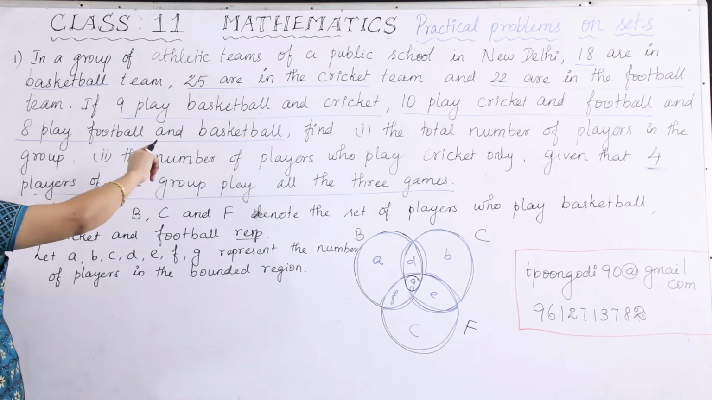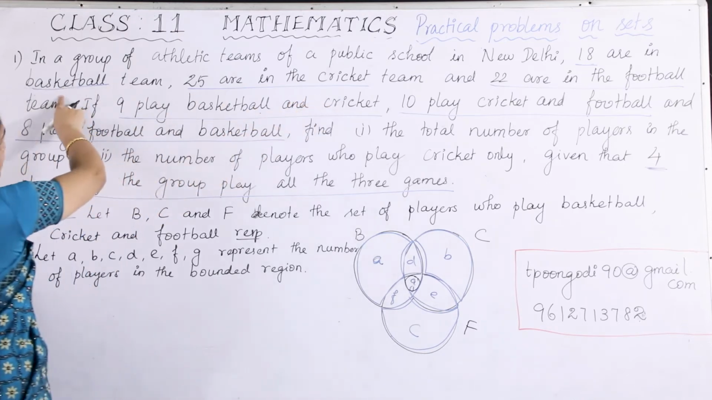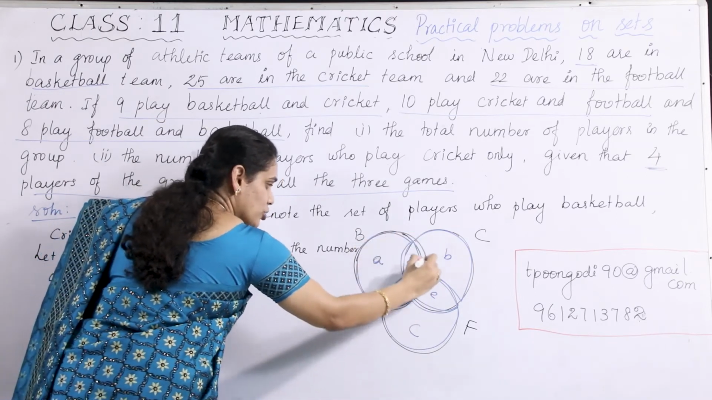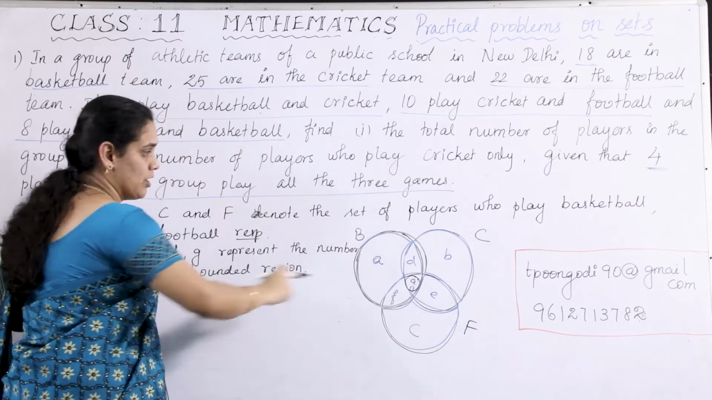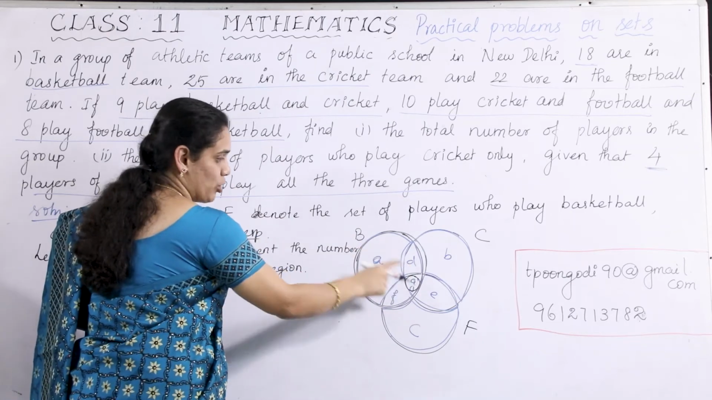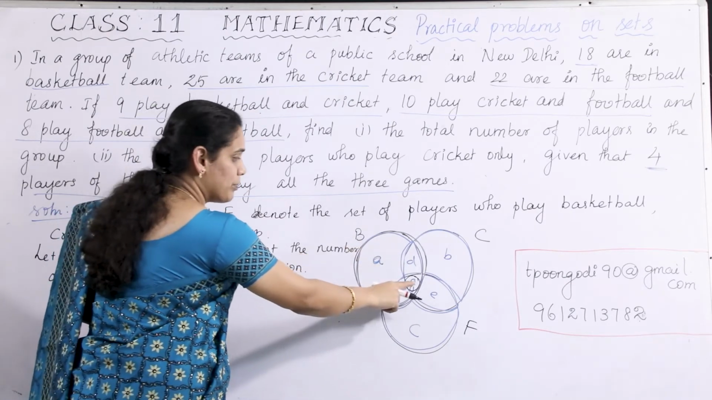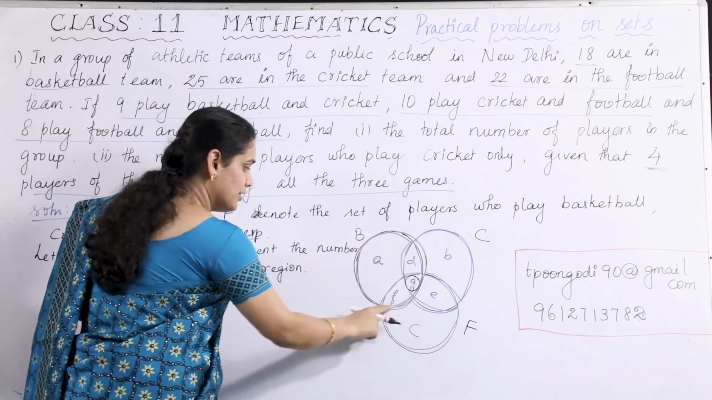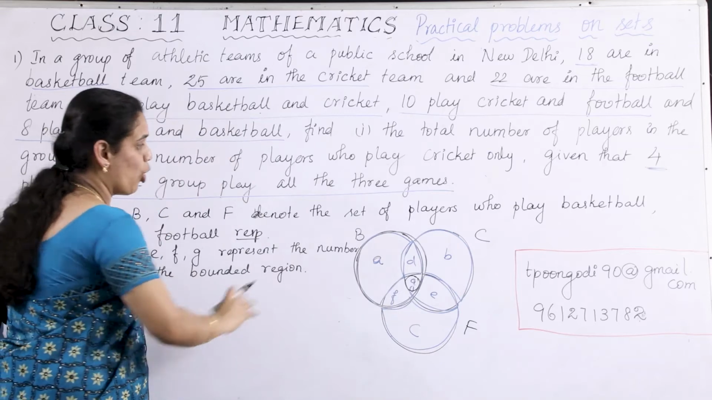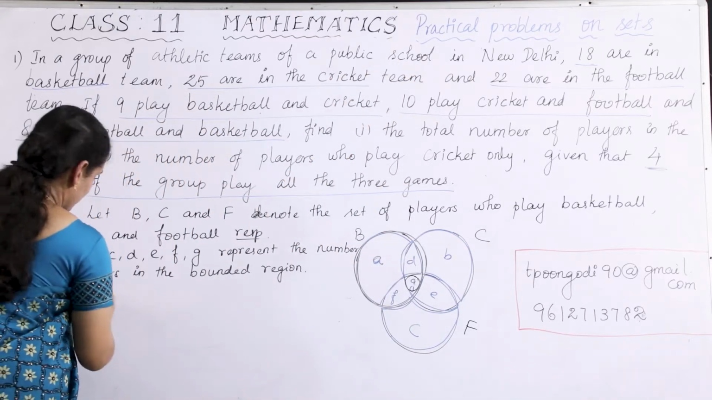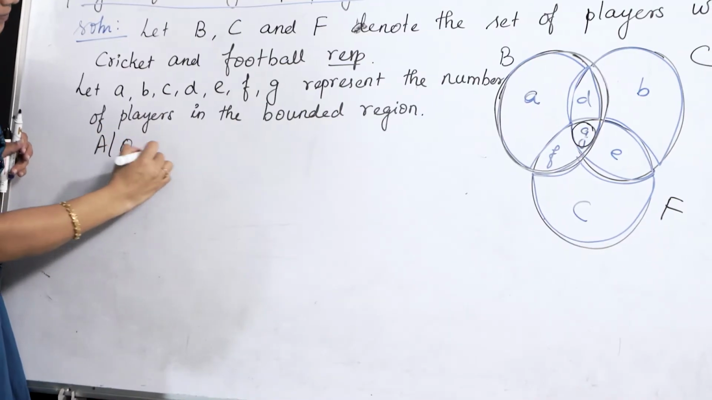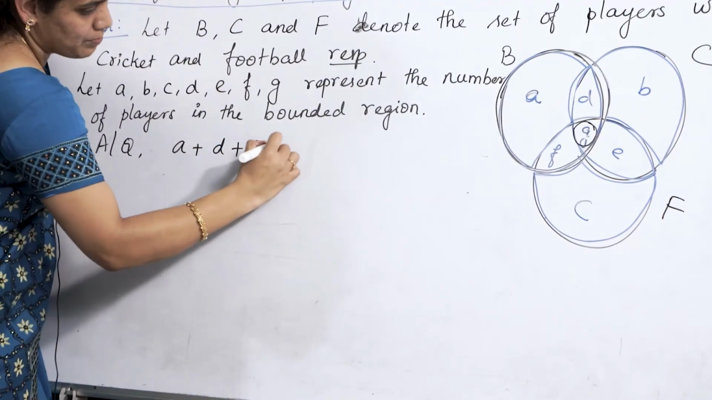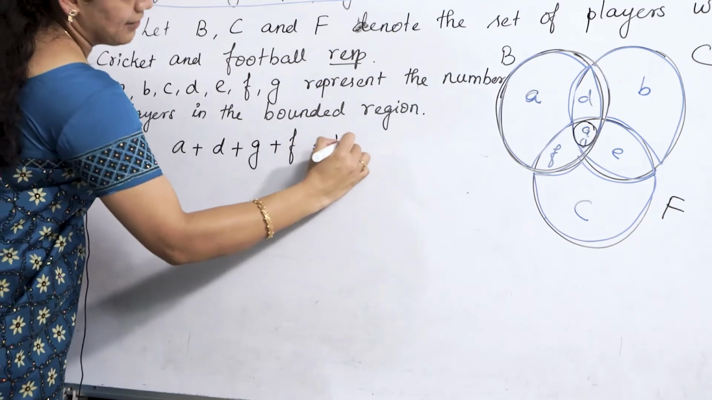Alright, let us go back to the question. 18 play basketball, right? So this is the basketball set, isn't it? Those who are here, everyone plays basketball. Even this D plays basketball, G plays basketball, right? Even though they play cricket also, they do play basketball. So everyone here in this circle plays basketball. All together it is 18. Therefore, as per the question, A plus D plus G plus F is 18.